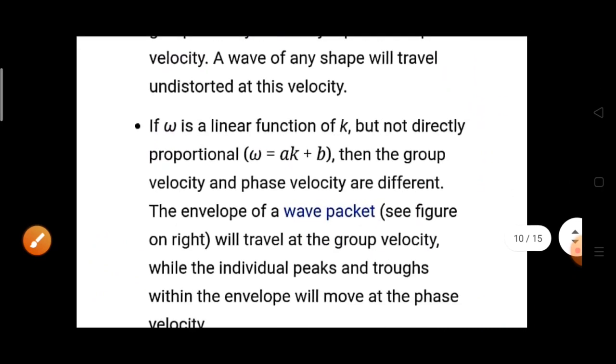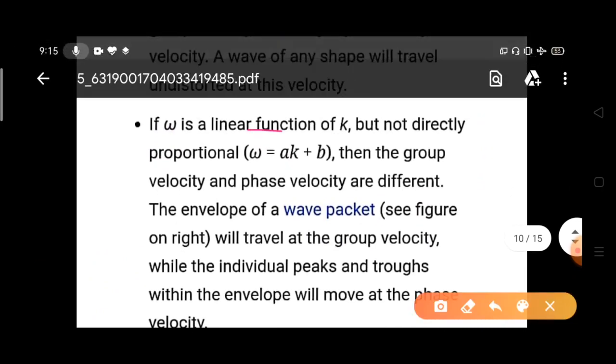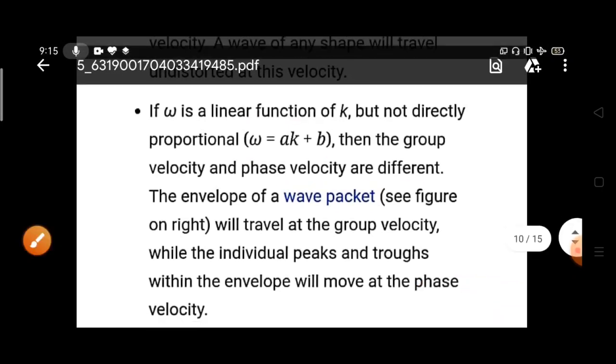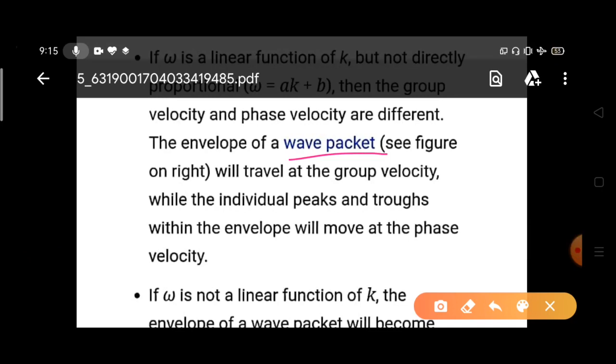Now if omega is a linear function of k, that is omega equals ak plus b, then the group velocity and phase velocity are different, and the envelope of the wave packet will travel at group velocity, while the individual peaks and troughs within the envelope will move at the phase velocity.